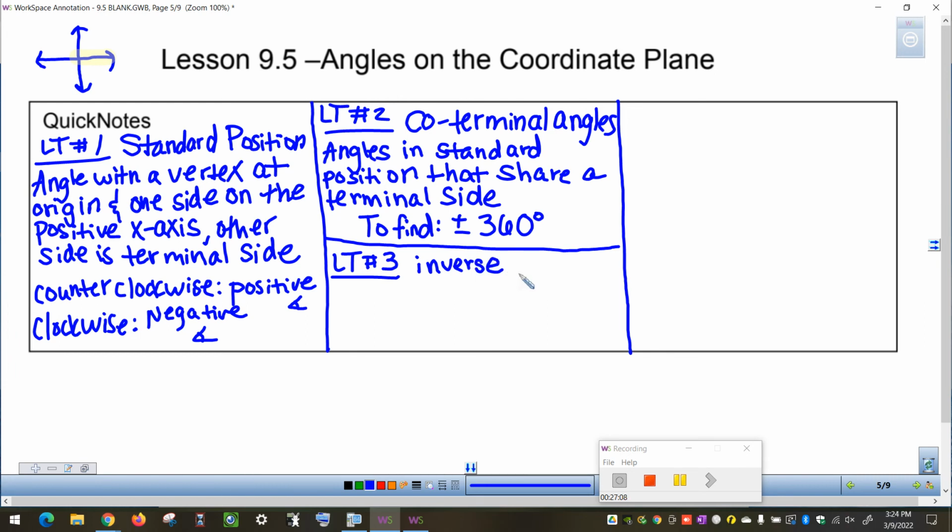All right, learning target number 3. We used an inverse trig function to find a missing angle. So we did one example already on the front side. Another situation, let's say that we wanted to find the sine of some angle theta. Let's say that the sine is equal to 1/3. Well, the answer for finding that angle would be to do the inverse sine of whatever the whole thing was equal to. So the inverse sine of 1/3.